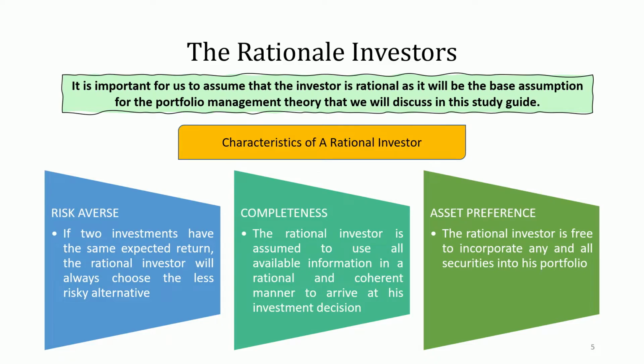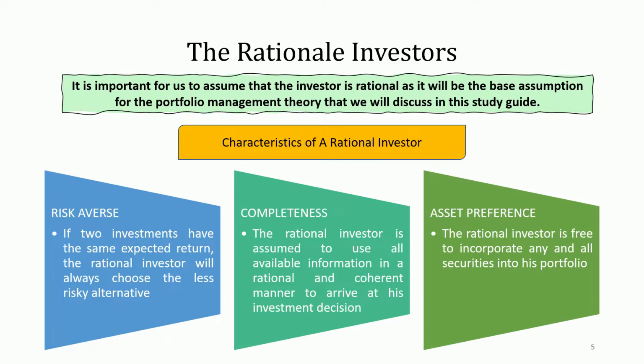Risk-averse. If two investments have the same expected return, the rational investor will always choose the less risky alternative. Completeness. The rational investor is assumed to use all available information in a rational and coherent manner to arrive at his investment decision.